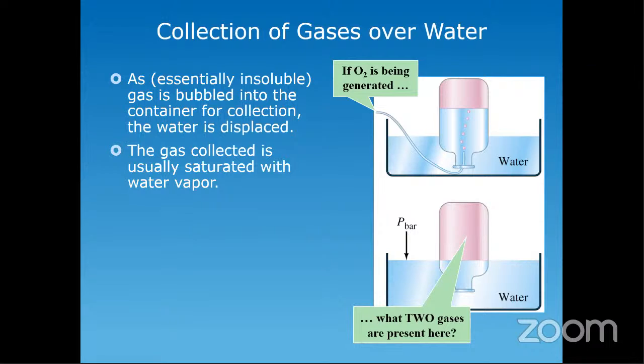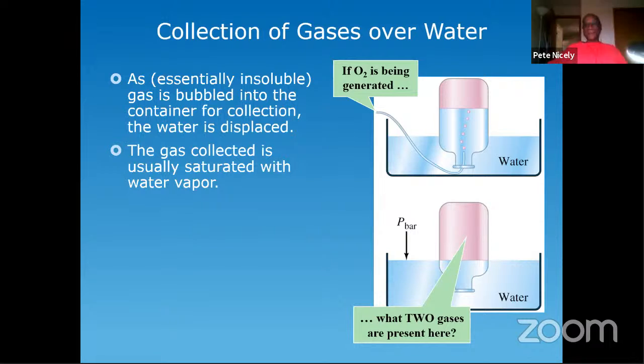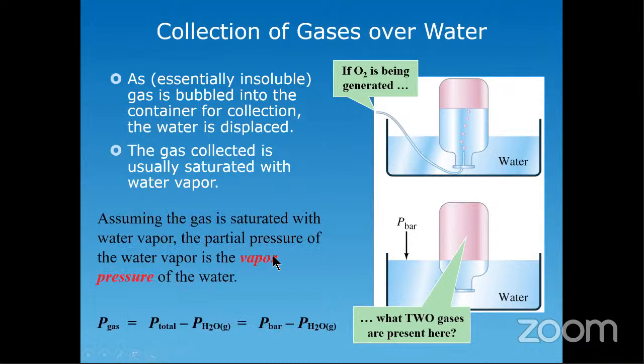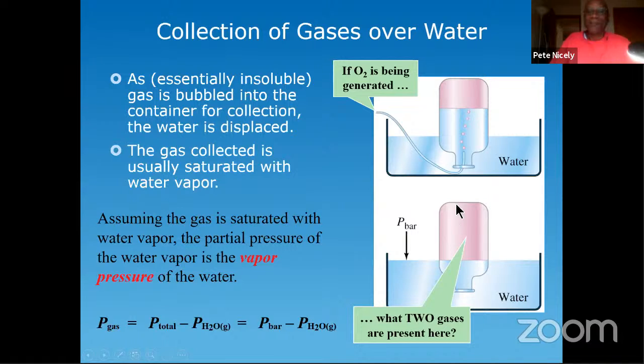Like evaporated water? Exactly. Water vapor, right? Yes. The gases that are collected would be water vapor and oxygen. H2O in the gaseous state and oxygen, all right? So we call this a wet gas. In other words, it's saturated with water. The oxygen is saturated with water, right? So how do we calculate the pressure of the oxygen that is determined here?